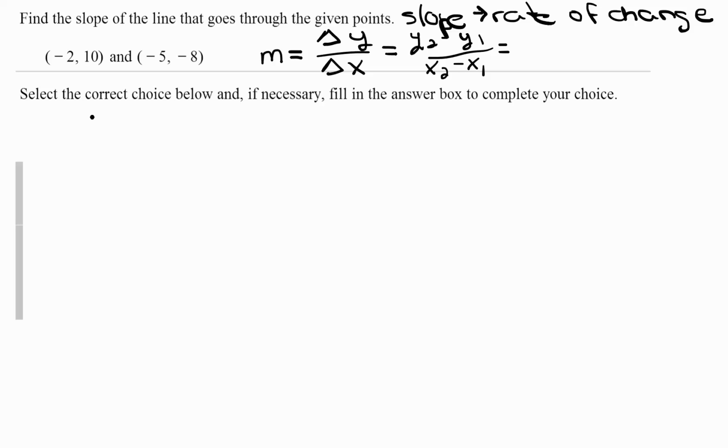So in this case, we'll use these points here, and we'll call this one -2, 10. This will be our x1, y1. The subscript just means it's our first point. x1 means x in our first point, y1 means the first point's y value. And then we'll call this other point x2, y2. Again, we're just saying this is point 2.